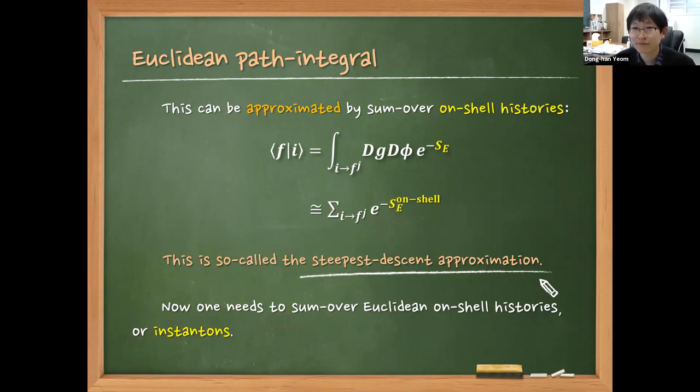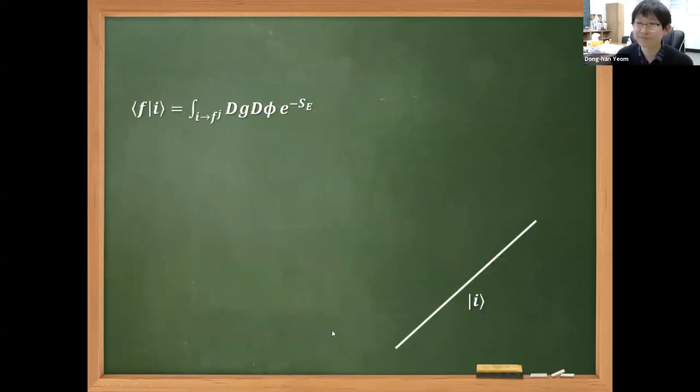So if I have another opportunity, then I hope to discuss my opinions about this, but it's beyond the scope of this lecture. So let me skip it. Formally speaking, this is the Euclidean path integral.